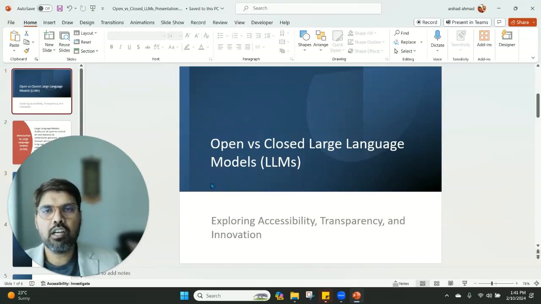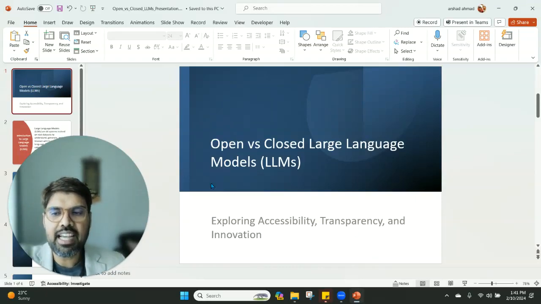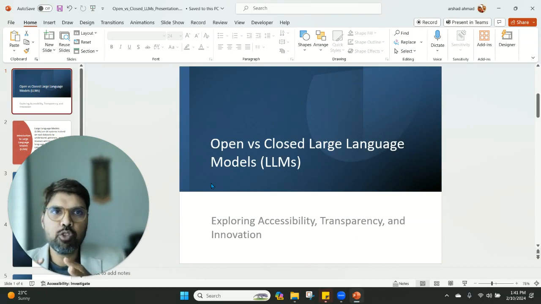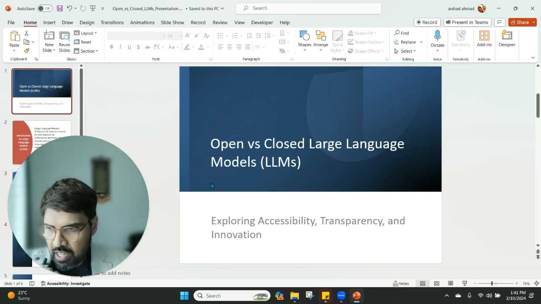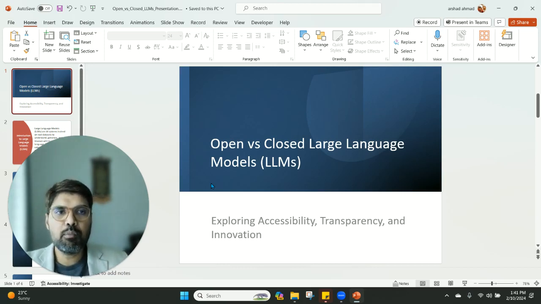You all have heard about large language models, and there are two types of them, mainly the open large language model and the closed large language model. These are the questions that are asked by many of my mentees, the people I work with. Which model should we use? Should we use an open one or a closed one? So today we are going to talk about the accessibility, the transparency, and the innovation versus control between these two things.